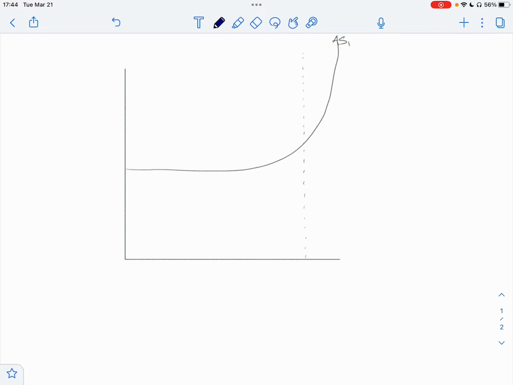Hey team, just wanted to take a little bit of time with you today to talk about how to explain shifts in an aggregate demand aggregate supply diagram. We can start off in a couple of different moments here. Let's imagine that we are starting in a recessionary gap.